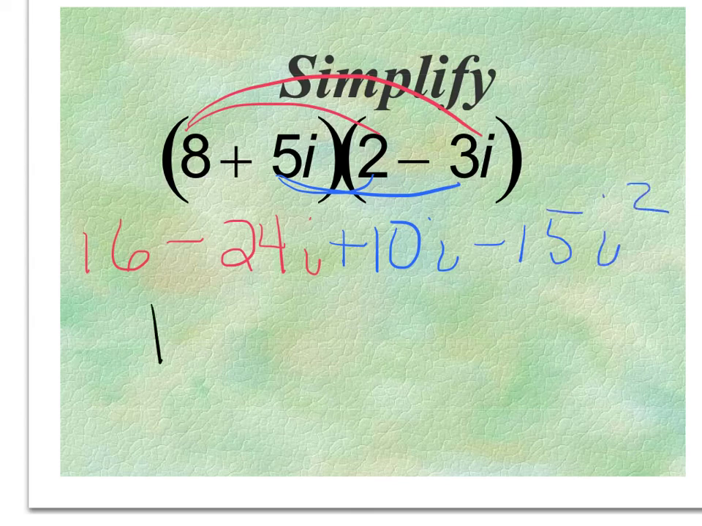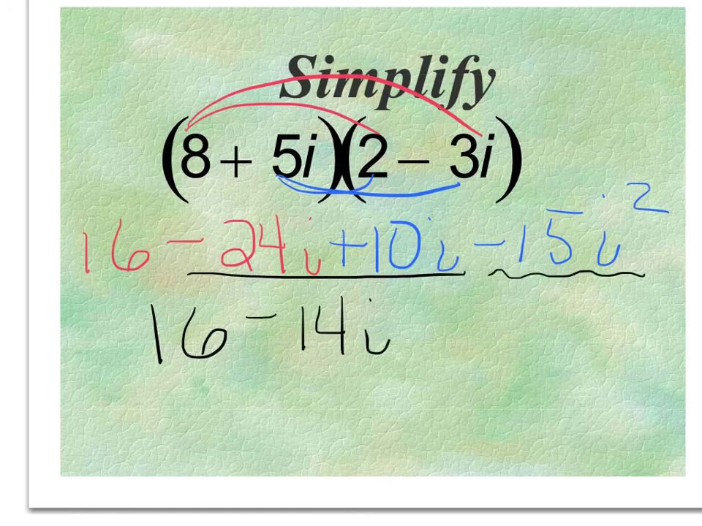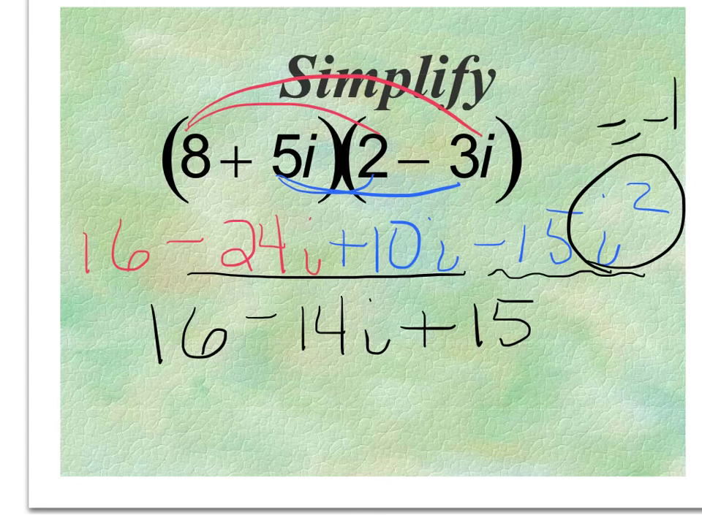Going through that, I get 16. This gives me negative 14i. And this will give me plus 15, because if you remember, the I squared is equal to negative 1. So you'll have negative 15 times negative 1. So our final answer, if you add those two, you'll have 31 minus 14i.